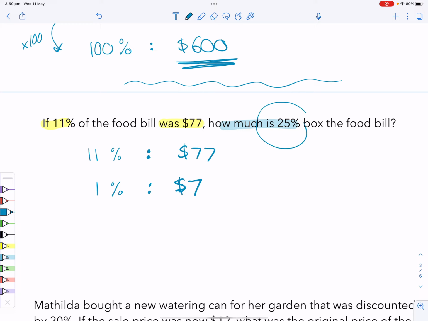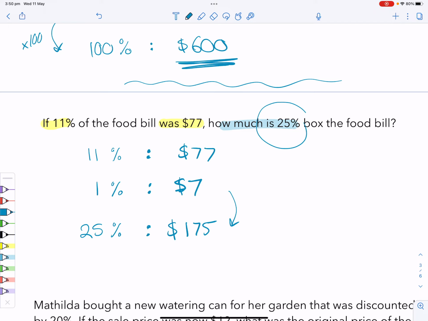Now that I've gotten to the unit, I can scale this up to whatever percentage I want. In this occasion, I have to go up to 75. So if I scale the left-hand side by multiplying by 75, I get 75%, of course, and I scale this one by 75 times, I think the answer was $525, I think. Let me just quickly punch in the calculator.